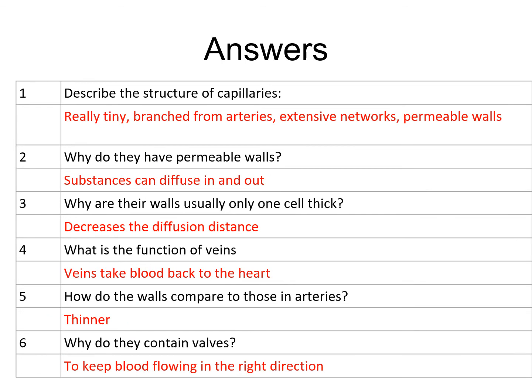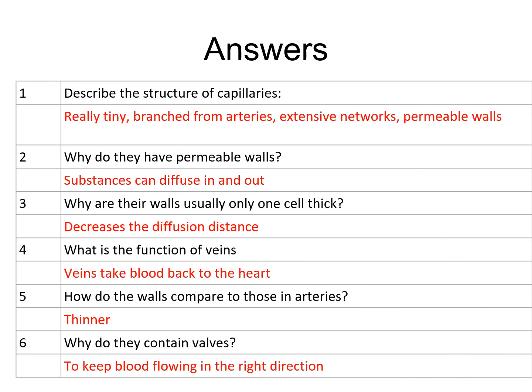The second set of questions. Capillaries are really, really tiny. They're branched from arteries. There are extensive networks of them, and they've got permeable walls, so you may have said any of those things. Number two, the walls are permeable so that substances can diffuse in and out. Number three, this decreases the diffusion distance.